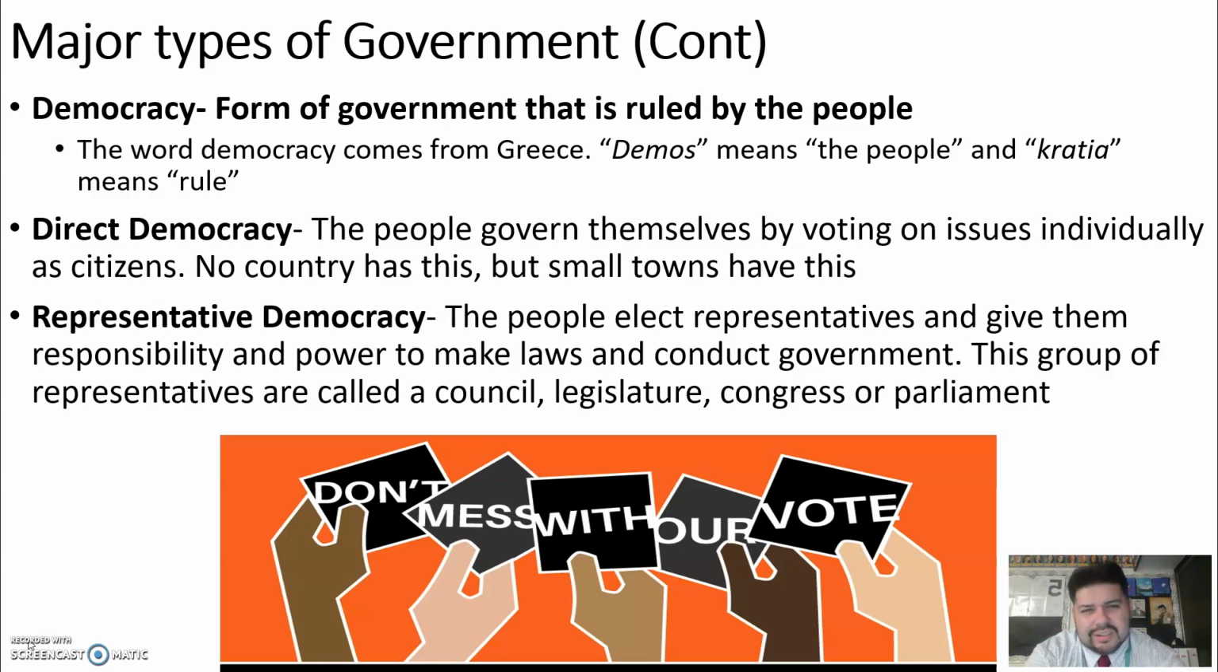Now, when it comes to democracy, there are two types of it. One is direct. Direct is when the people govern themselves by voting on issues individually as citizens. The problem is there is no way we can do this in this country because it's so big. A lot of countries cannot do this because of the size. And people don't have time to sit around reading a bill and voting on national stuff. We do not have the time.